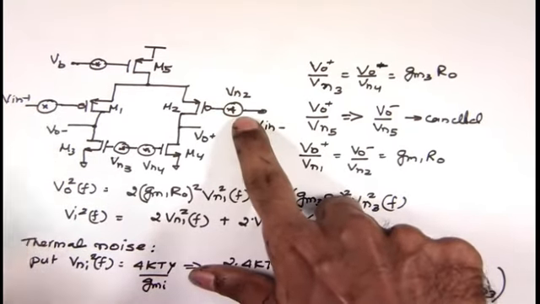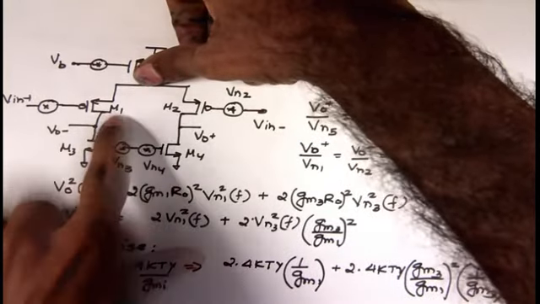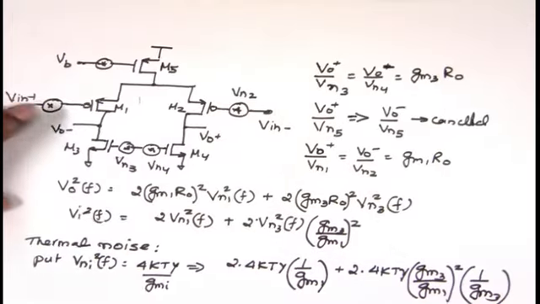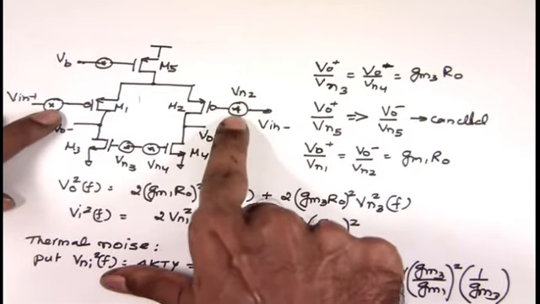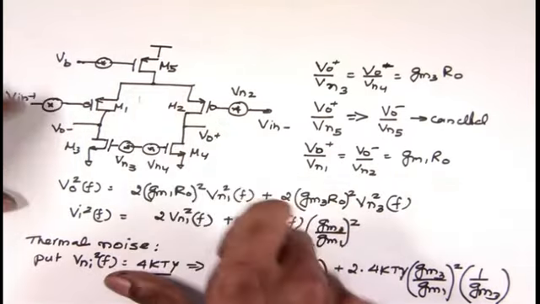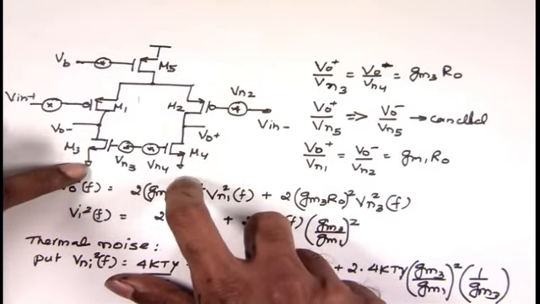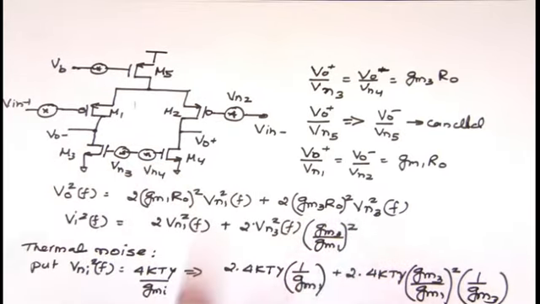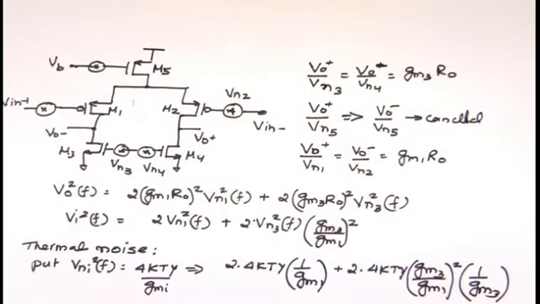So if you see, for the differential mode operation, this node is an AC ground. Therefore, we can afford to translate the noise current source coming in parallel with M1 and M2 to the gate. That is why we have been able to translate it to the gate of M1 and M2, although the source is not grounded. For M5, M3 and M4, there is no problem. Their sources are grounded. Therefore, the channel current can be comfortably translated to the gates. And now, we have these sources available.